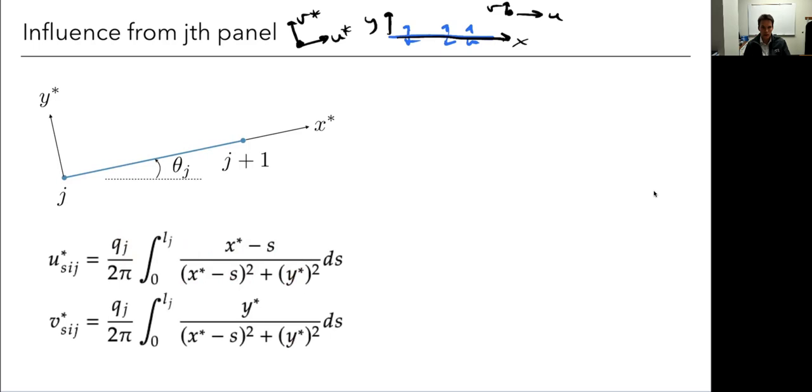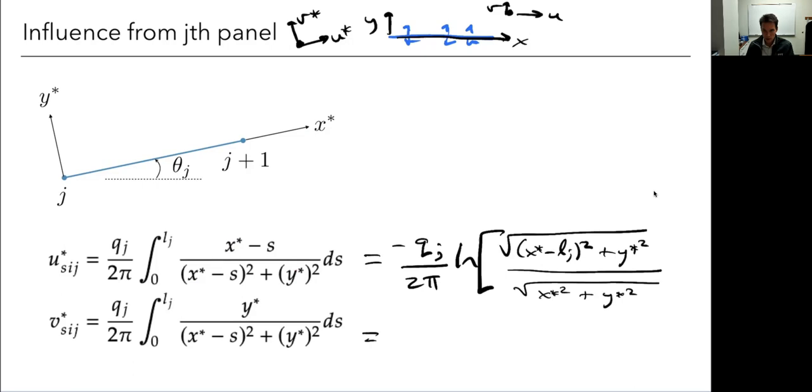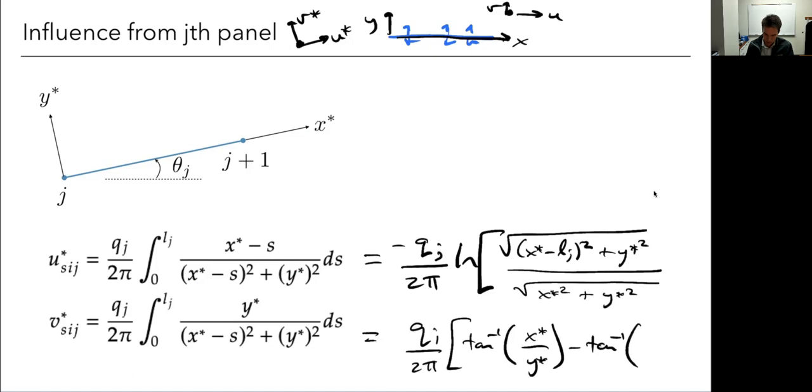We can actually integrate this analytically. I do that in the book. I'm not going to repeat the details here. It's not that hard, but it's not terribly important that I go through that here. So I'm just going to write down the result. This one ends up being a natural log of the square root of x star minus lj squared plus y star squared, divided by the square root of x star squared plus y star squared. And then this bottom one, we can also integrate analytically. We have the qj over 2 pi, and then the integral becomes the arctangent of x star over y star, and then we subtract the arctangent of x star minus lj over y star. Okay, so that's just the result of those integrations.